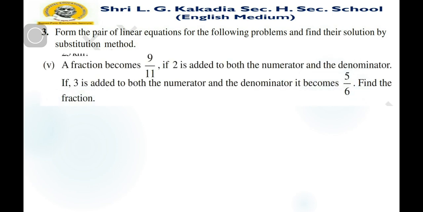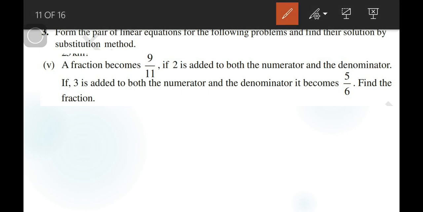Here is the fifth sub example, as you can see here. A fraction becomes 9 by 11 if 2 is added to both the numerator and the denominator. Here we know that a fraction is given by x by y.